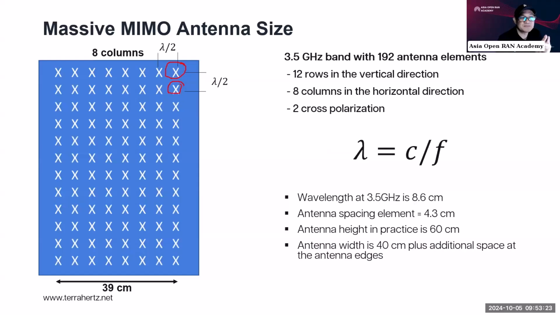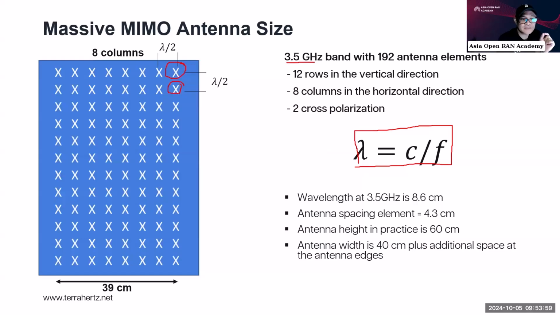In the design of the antenna, we use what we call the wavelength formula. The wavelength formula is lambda equals C over F, where C is the speed of light, 3 times 10 to the 8 meters per second, and frequency is measured in hertz. Now, massive MIMO, although we can implement it at any frequency, is more practical to use at certain frequencies. Why? Especially for high frequencies such as 3.5 gigahertz.